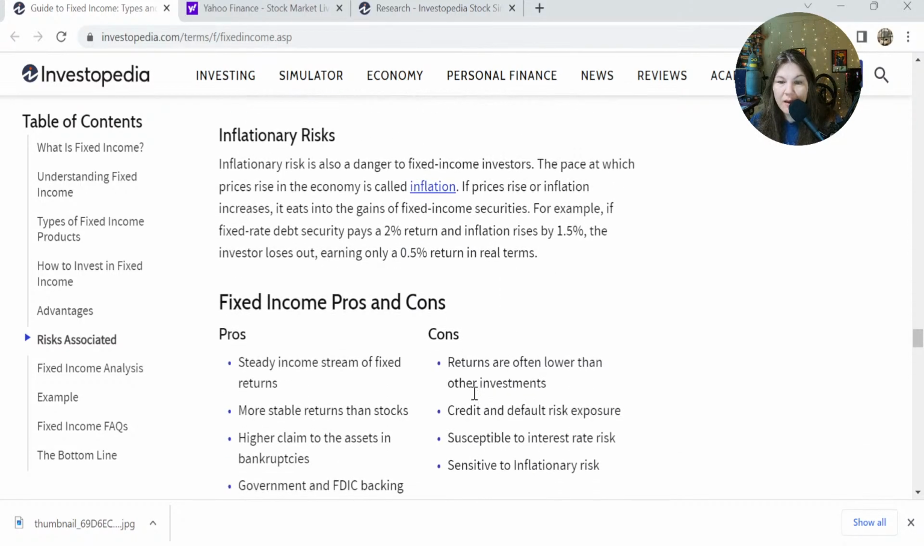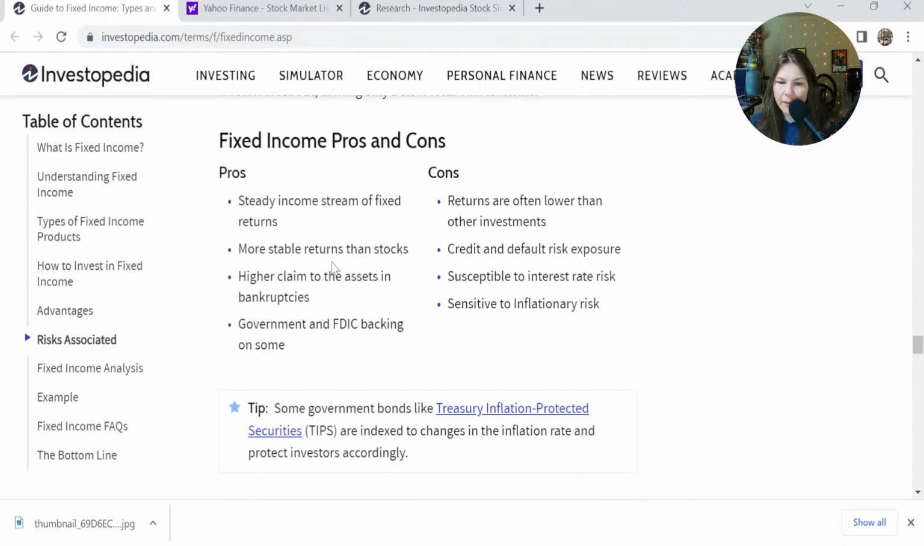Inflationary risks. Inflationary risk is also a danger to fixed income investors. The pace at which prices rise in the economy is called inflation. If prices rise or inflation increases, it eats into the gains of fixed income securities. For example, if a fixed rate debt secures at a 2% return and inflation rises by 1.5%, the investor loses out, earning only a 0.5% return in real terms.